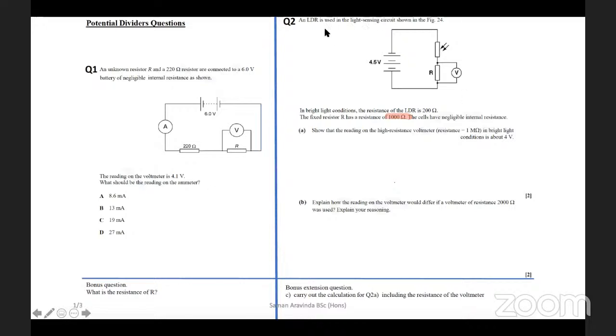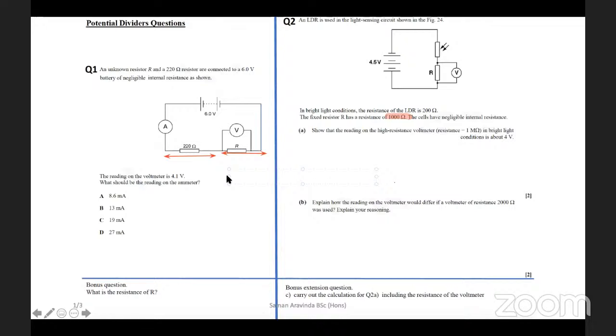You should have found the R. R I found, R 475. So how do we get it? We know the voltmeter reading is 4.1. That means across 220, it will be 4.1 minus 6. So then we can use the potential divider principle.